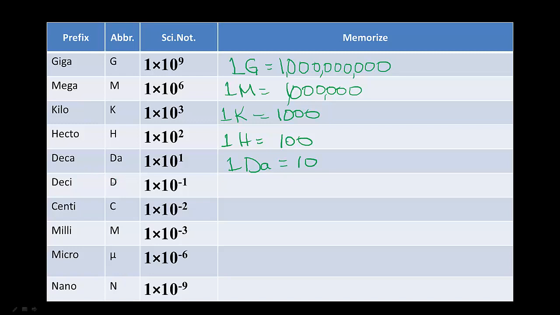Now there's a mistake here. This deci should be a lowercase d. Centi, lowercase c. Milli, lowercase m. The micro is good. Nano should be a lowercase n.